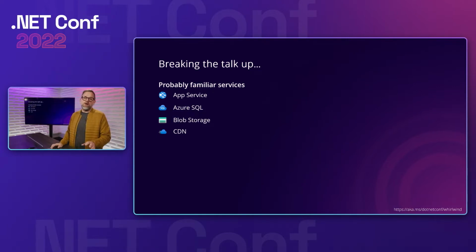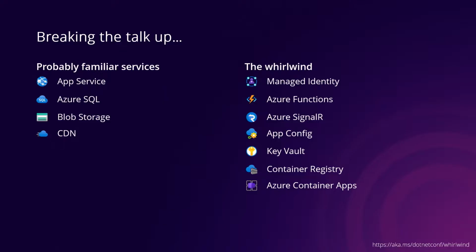And then the whirlwind gets started. And what that whirlwind's going to do, we're going to use managed identity. We're going to put in Azure Functions. We're going to put in Azure SignalR. We're going to get in App Config, Key Vault, Container Registry, and then Container App. So it's going to be a whirlwind. We're just going to be going super fast.